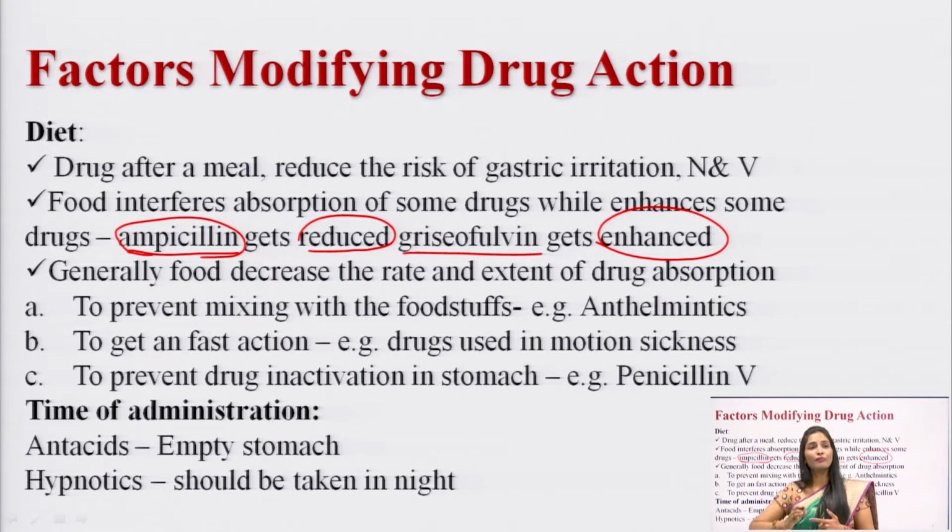So, definitely the diet modifies the drug action. If I take ampicillin with the diet, it is going to decrease the absorption of the drug. And if I take a drug like glucinoflavin with the food, it is going to increase the absorption inside the body. And the next one, generally the food decreases the rate and extent of absorption. For example, if I am taking anthelmintics, you should not mix them with foodstuff. When you are taking anthelmintics, you should not take them with any foodstuff.